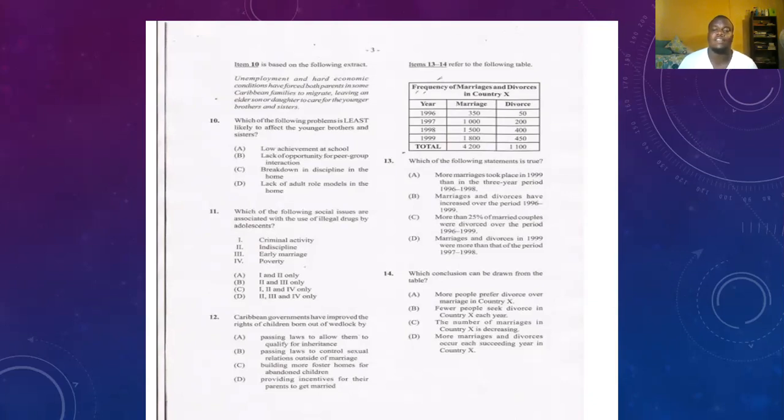Number 14 now says, which conclusion can be drawn from the table? A, more people prefer divorce over marriage in country X. B, fewer people seek divorce in country X each year. C, the number of marriages in country X is decreasing. D, more marriages and divorces occur each succeeding year in country X. So we would have answered 14 and 13. So the answer for 14 is D. More marriages and divorces occur each succeeding year in country X.